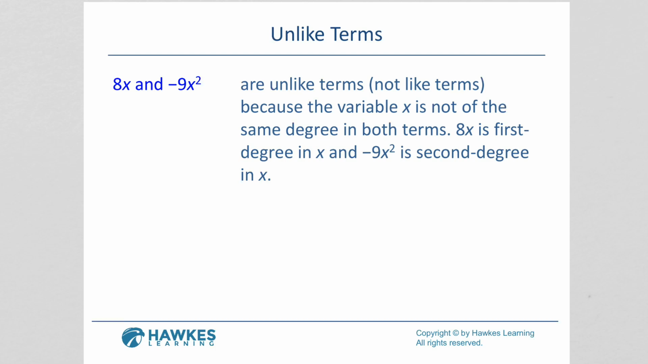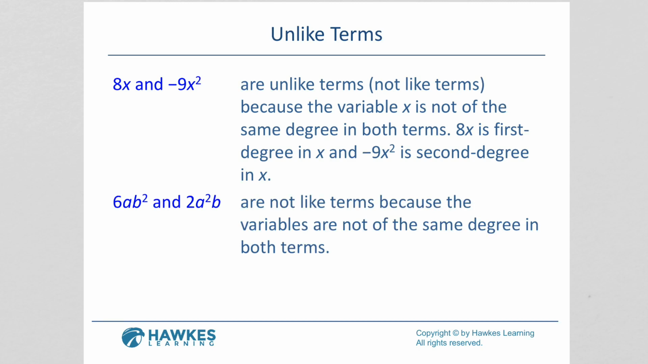8x and -9x squared are unlike terms, or not like terms, because the variable x is not of the same degree in both terms. 8x is first degree in x, and -9x squared is second degree in x. 6ab squared and 2a squared b are not like terms because the variables are not of the same degree in both terms.